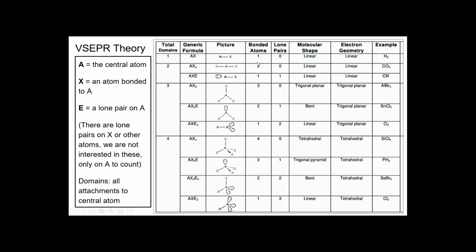I don't really use this chart, but you definitely should see this because most books carry this chart, which to me is just a little bit more confusing than the one I use. A stands for the central atom. X is any atoms bonded to it. And E stands for a lone pair. So total domains is all attachments to a central atom.